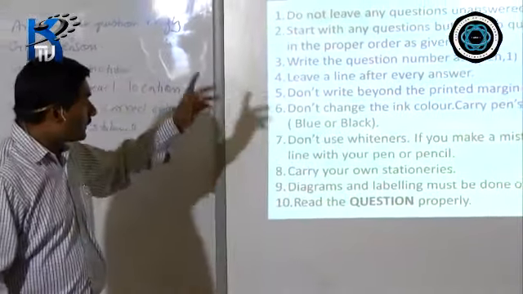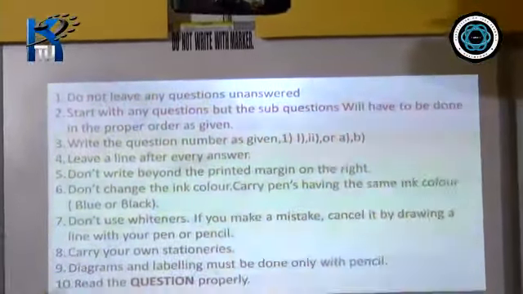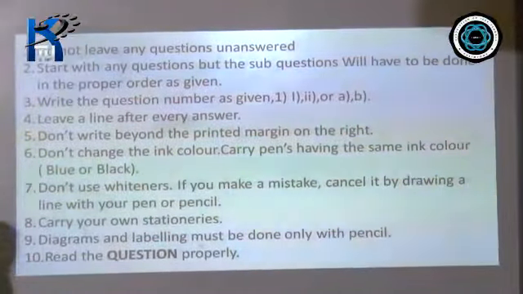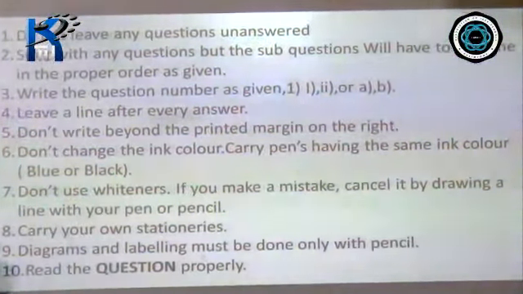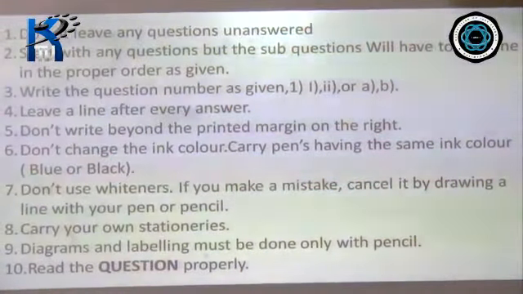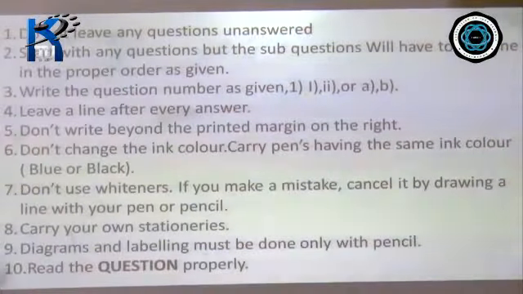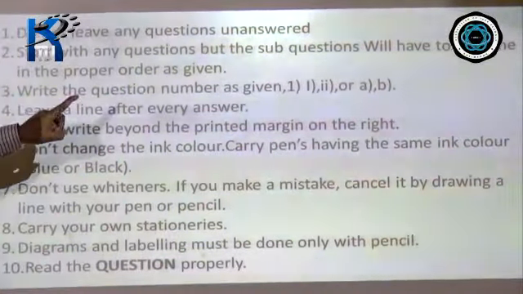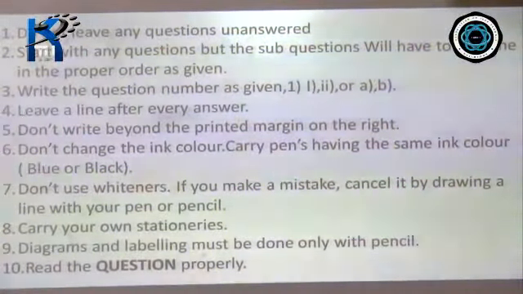First of all, do not leave any question unanswered. Try to at least recap the things which are taught by your teachers, where you have gone through them properly and remember them properly, and then try to answer. Try your maximum to answer the question. Number 2, start with any question, but the sub-questions will have to be done in the proper order.